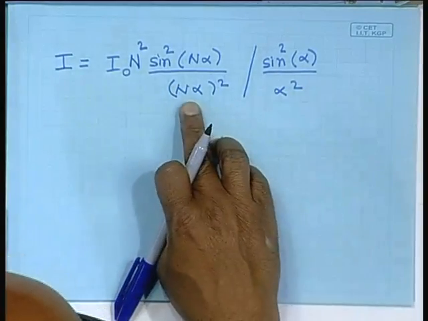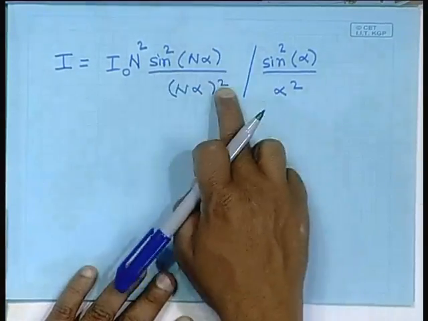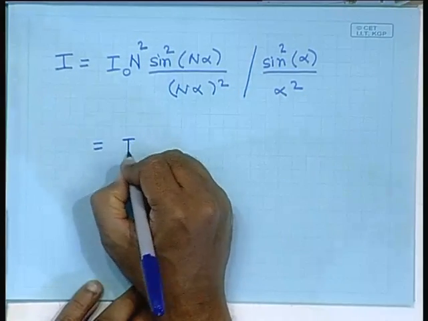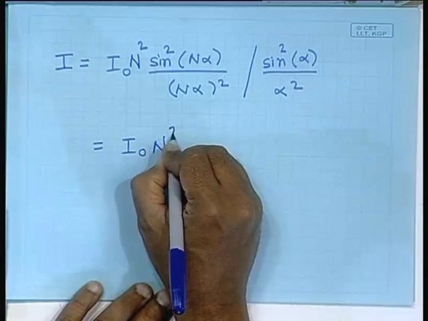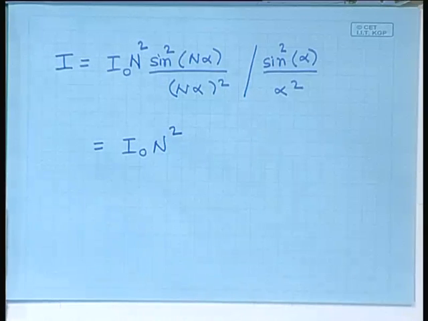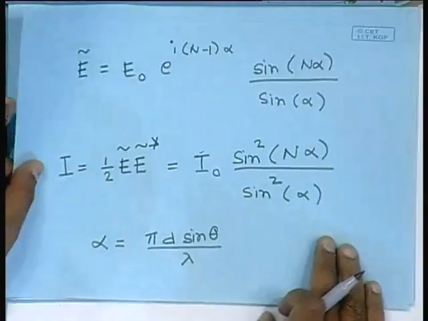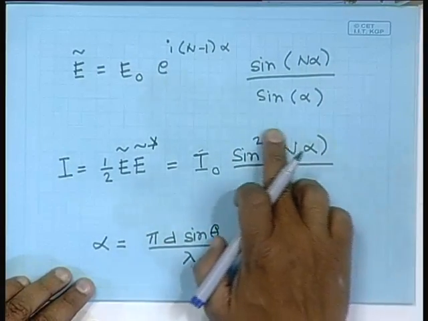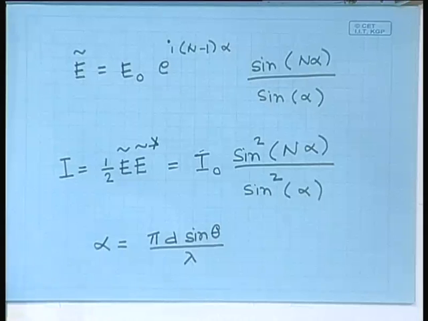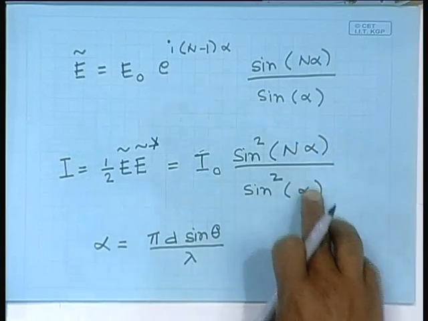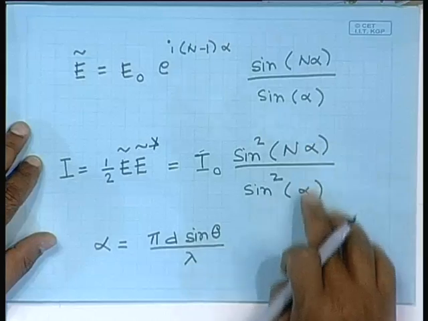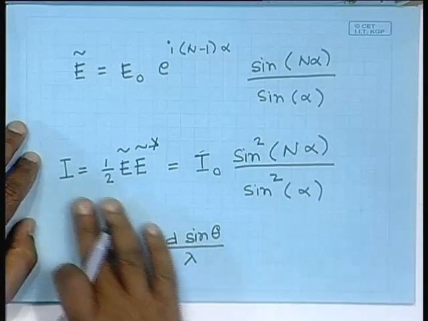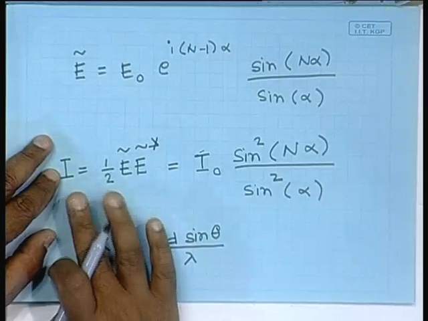Now, if I take the limit of alpha going to 0, this ratio we know is 1, this ratio is also 1. So, we know that this is going to have a value I naught n square. So, what we have seen is that as alpha goes to 0, the denominator and the numerator both vanish, but the ratio is finite, it assumes a value n square, and this is the maximum value that the intensity is going to have.